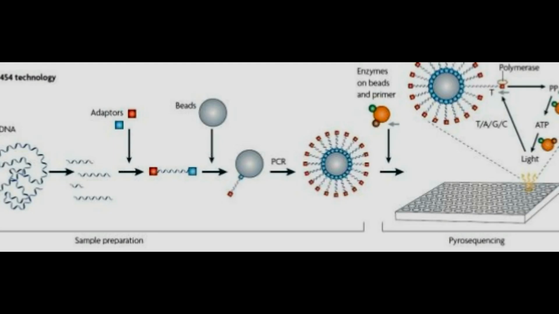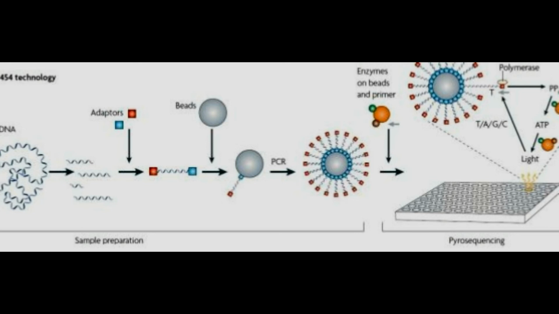Another second generation technology is the 454 sequencing, which is also called pyrosequencing. Over here, the method is highly parallel and it has a two-step approach. So first, the DNA is sheared and oligonucleotide adapters are attached. Each fragment is attached to a bead, and the beads are PCR amplified within droplets of an oil-water emulsion. This generates multiple copies of the same DNA sequence on each bead.